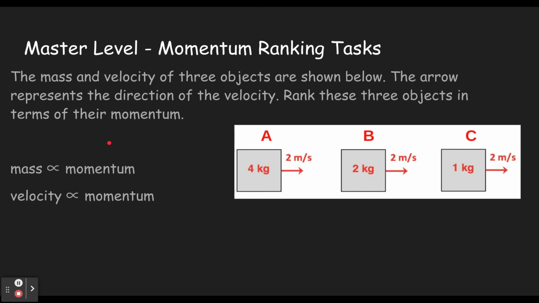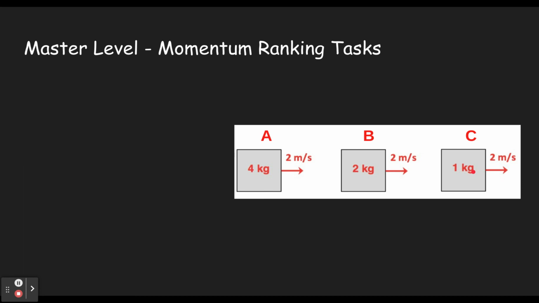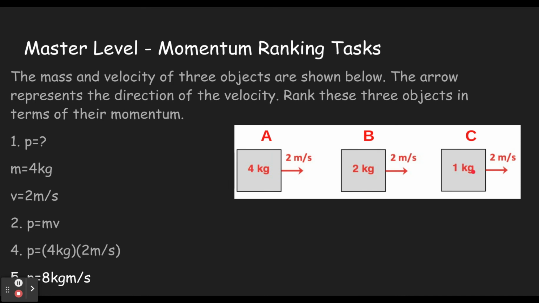Keeping in mind, mass is directly proportional to momentum, so is velocity. So in this case, you see all the velocities are equal. So then just the bigger the mass, the bigger the momentum. Smaller the mass, the smaller the momentum. But there are a few where both of them are changing, and so you'll need to be able to do a calculation.